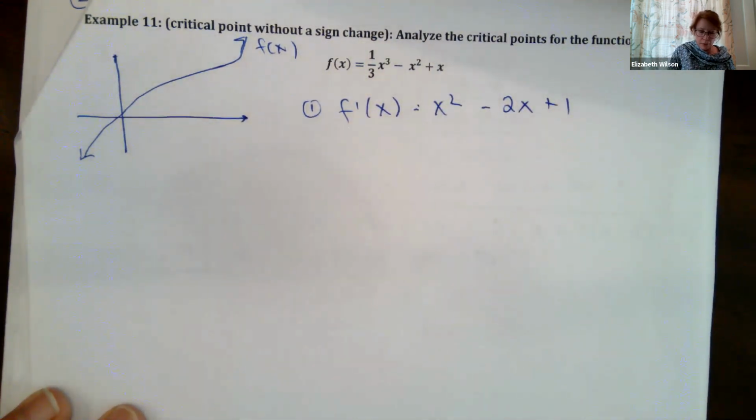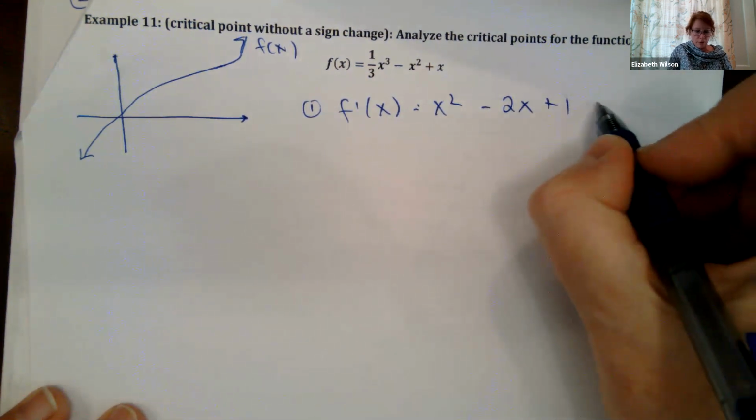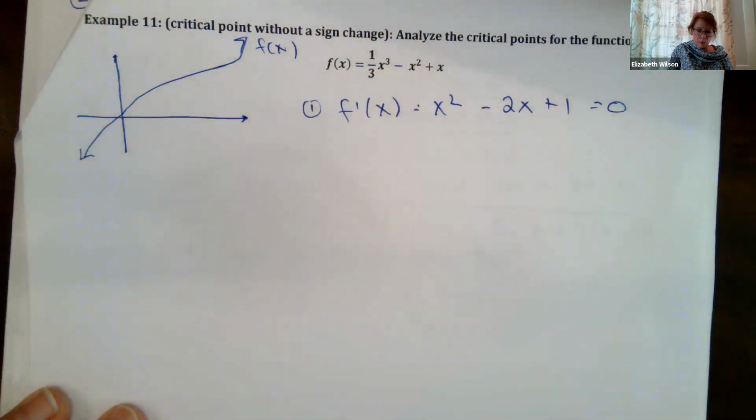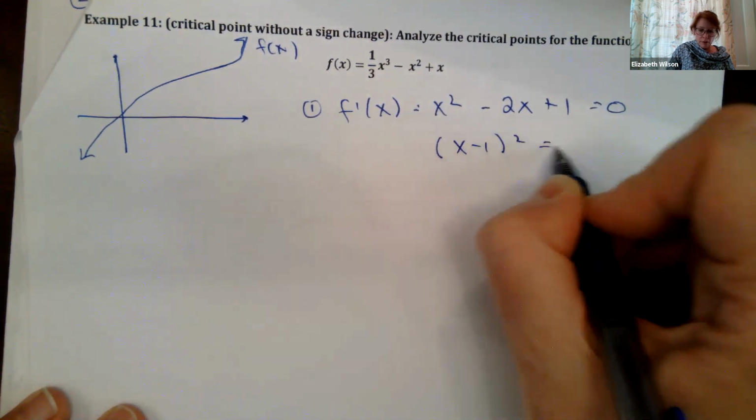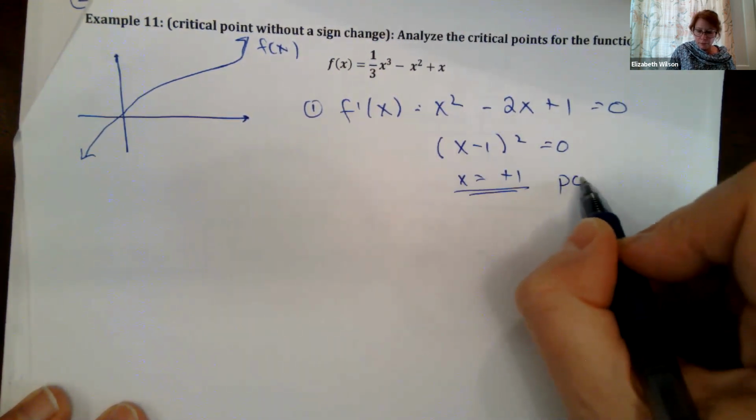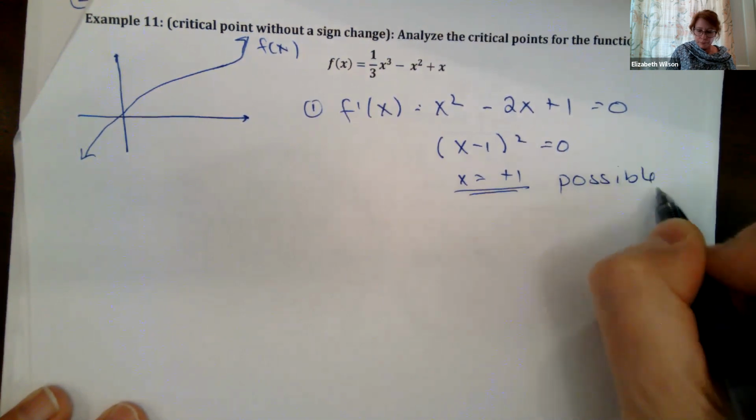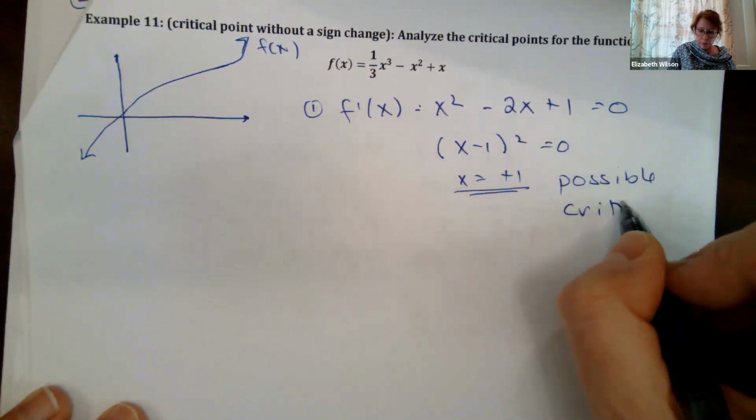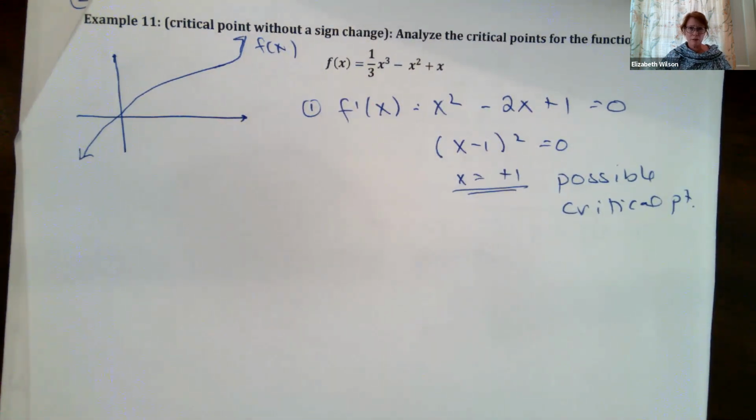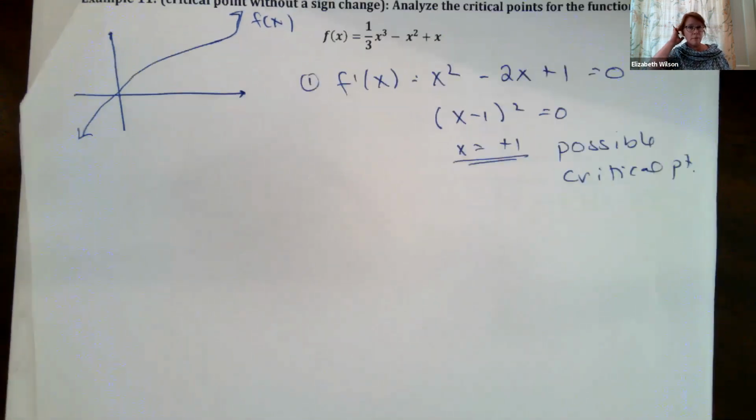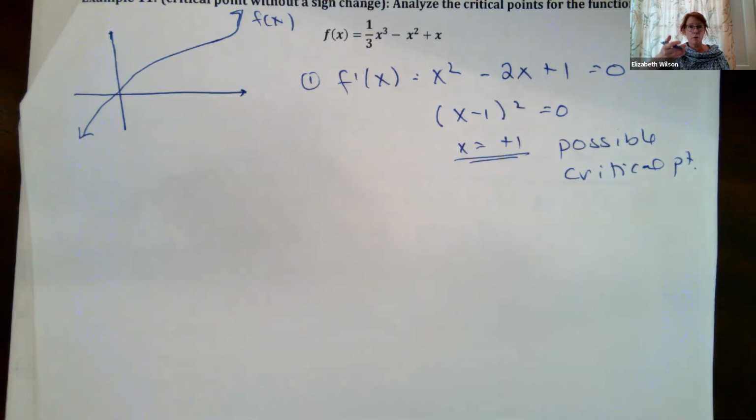I'm going to set that equal to 0, factor and solve. So when I factor that, I get x minus 1 quantity squared. X is equal to positive 1 is a possible critical point. Okay, I have to check. I have to do my first derivative test to check to see if it really is a critical point. Critical point, right, means that I've got like a maximum or a minimum.